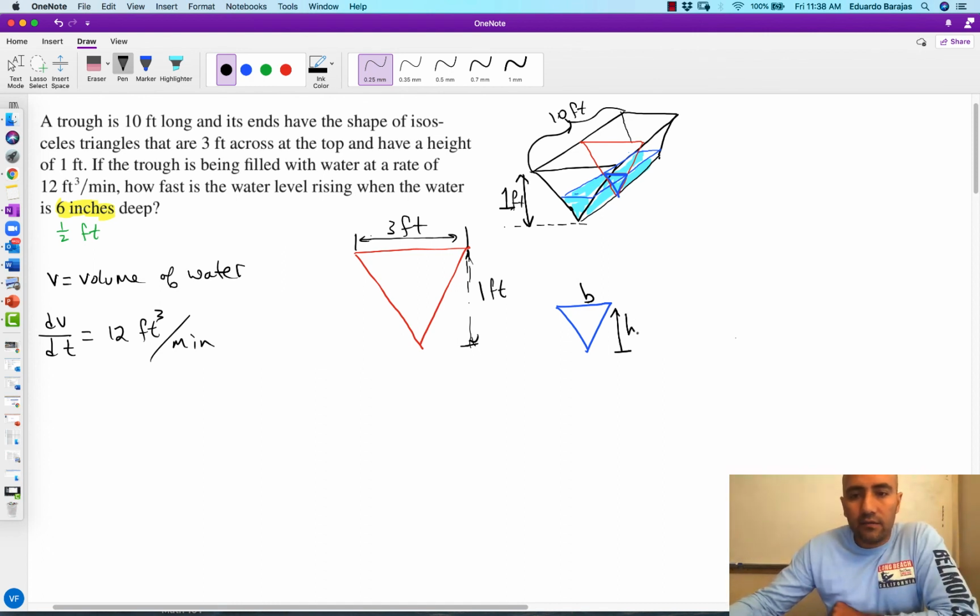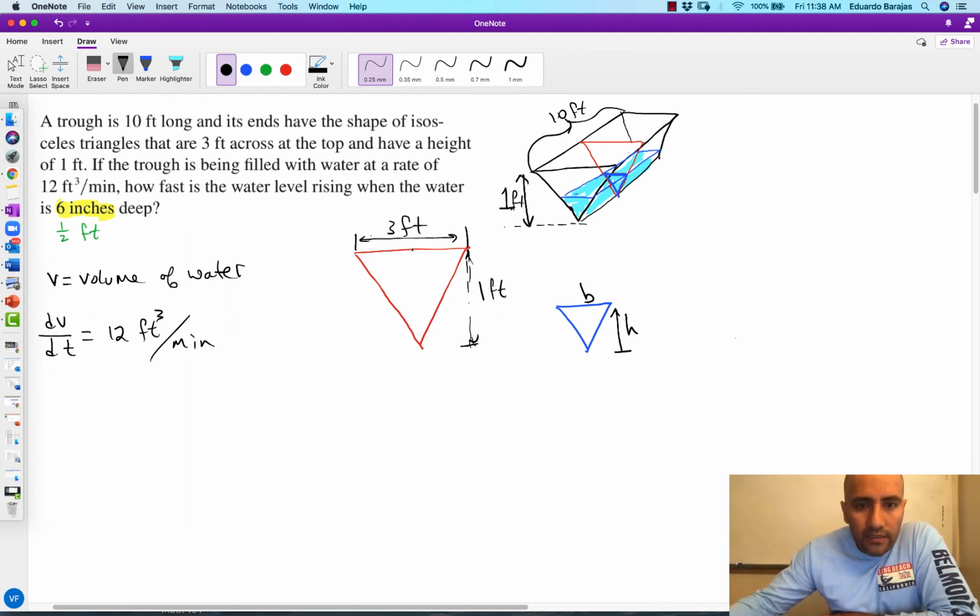Height of this guy, I don't know, let's label it H then. Okay, so I have these two triangles. Let's think about the following. They're going to be similar triangles, right? And if you like, we can also think about, well, for a variety of reasons, I'm going to cut them in half.